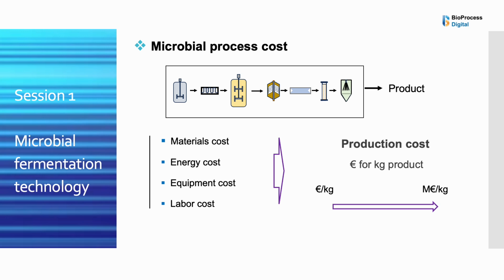In the second part, Session 1 introduces the economics of fermentation processes. It presents the methodology used to evaluate production costs, considering key cost contributors such as raw materials, equipment, energy, and labor. Understanding cost evaluation is essential. It is a critical prerequisite for optimizing fermentation processes. Fermentation production costs can vary widely, ranging from just a few euros to several million euros per kilogram of bioproduct, depending on the product and process.